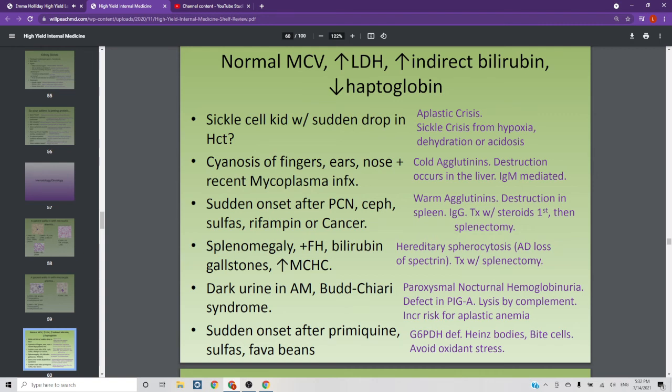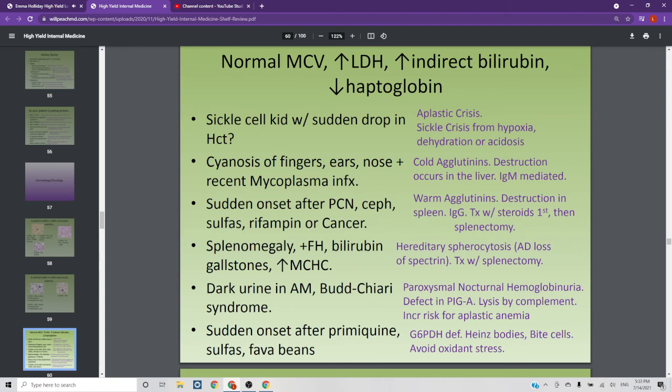So if the spleen is big, there's a positive family history of this type of illness, there's bilirubin gallstones, the mean cell hemoglobin concentration is high. Yeah, hereditary spherocytosis. We got to treat that by taking out the spleen. If they're complaining of peeing really dark when they first wake up in the morning, they might have Budd-Chiari syndrome, or clots in the IVC. PNH, yes, paroxysmal nocturnal hemoglobinuria. And from step 1, that's a defect in, whatever, I don't remember that.